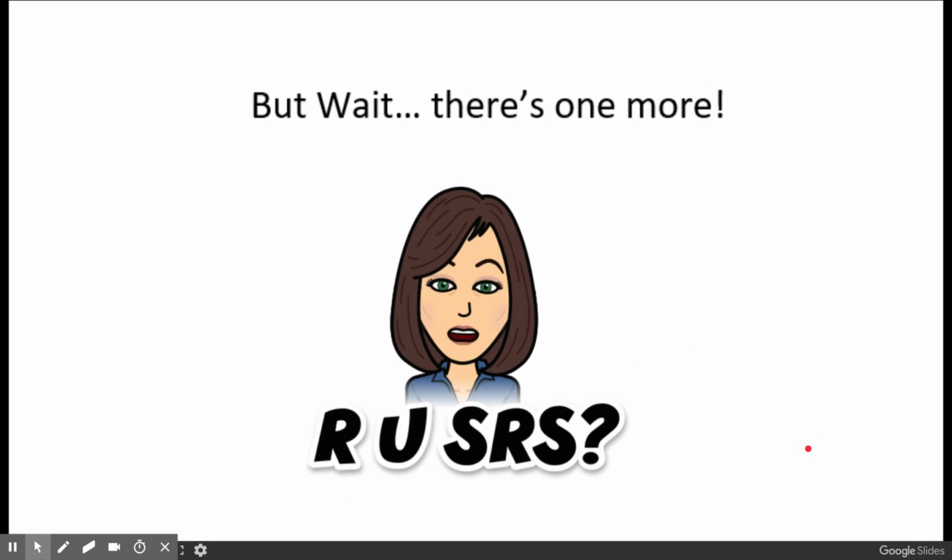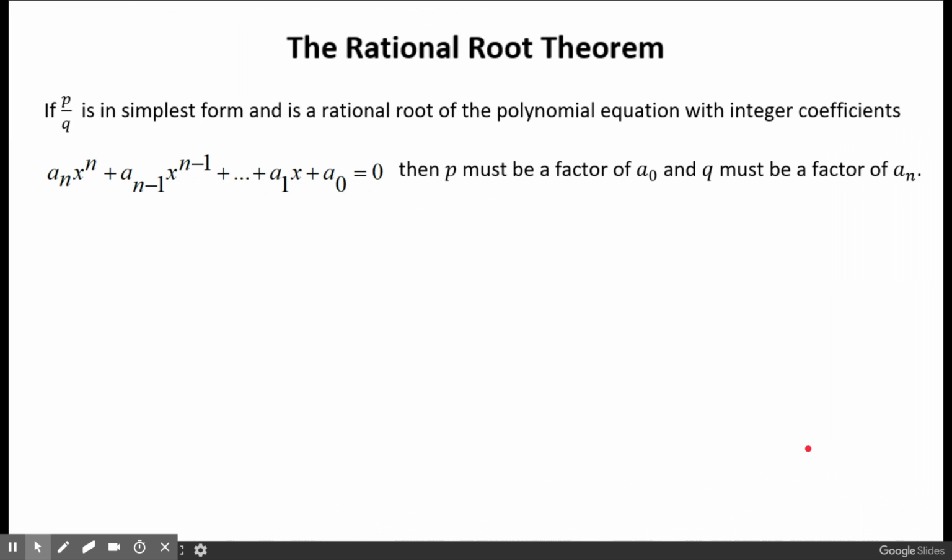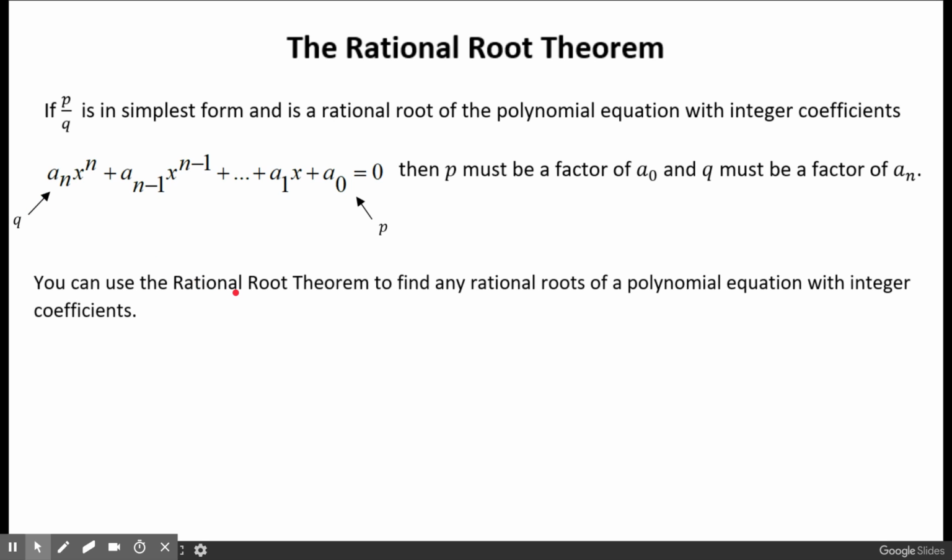But wait, I know there's more. One more really important one, the rational root theorem. This rational root theorem is going to help you figure out what the possible rational roots are for the polynomial. When you have a polynomial, we're going to be looking at this value here, this is p, and the coefficient of the first term, if we're in standard form, this is q. And you can use the rational root theorem to find any possible rational roots for your polynomial.